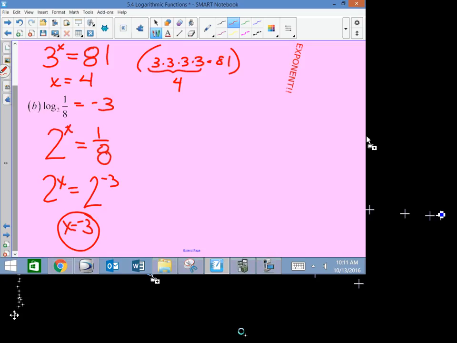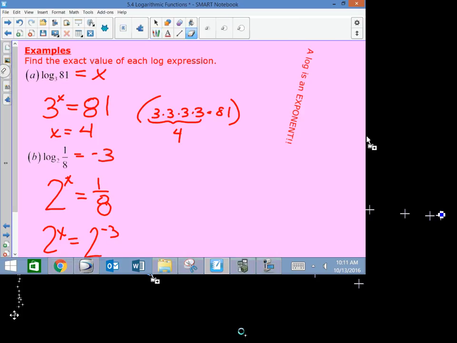Okay? This equals 4. So there are a lot of logs that you can do, and you can change the base on a lot of logs, and you can do those without a calculator. Okay?